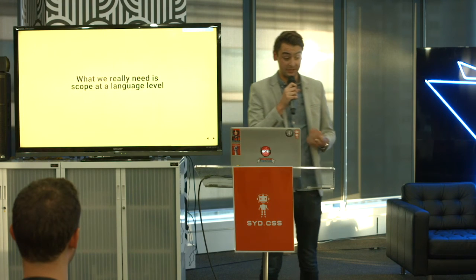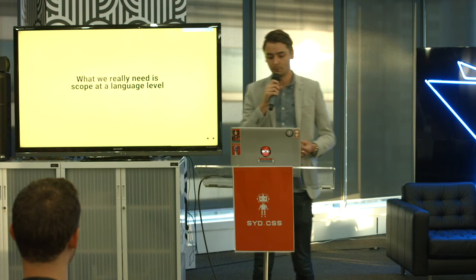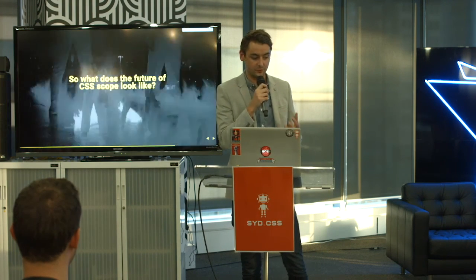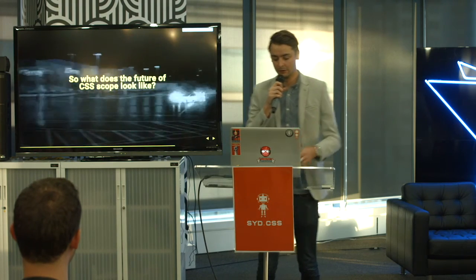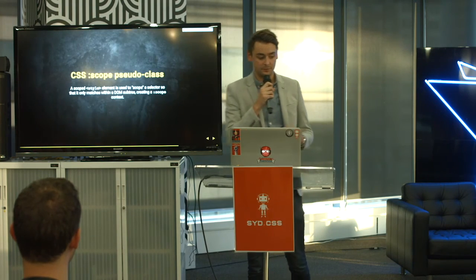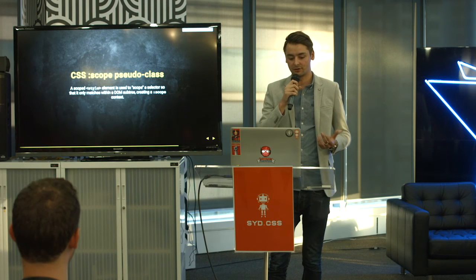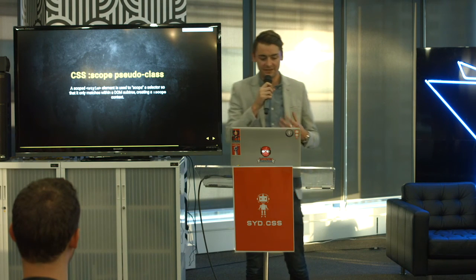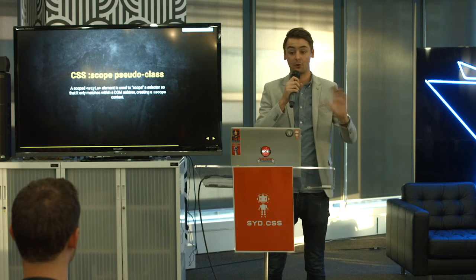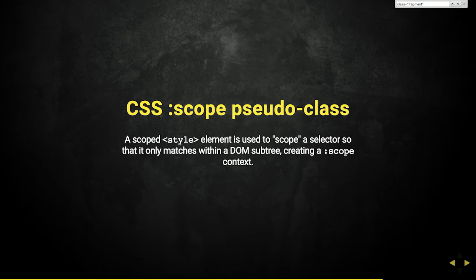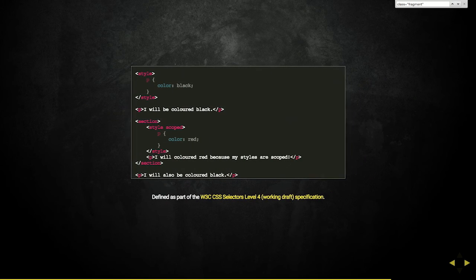So what we're saying is we actually really need scope at a language level. And so what does the future of CSS scope look like? Well, there's been a couple of proposals, the first of which is the scope pseudo-class selector. Basically, this is an attribute you can put on a style tag, which you can host inline, where all child elements of the subtree will be styled according to the scoping rules of that CSS. And it looks a little bit like this.